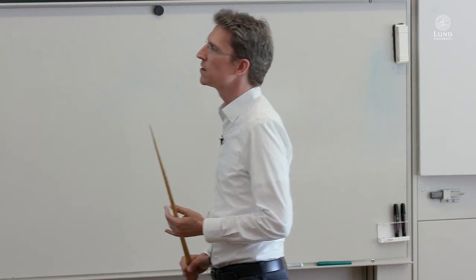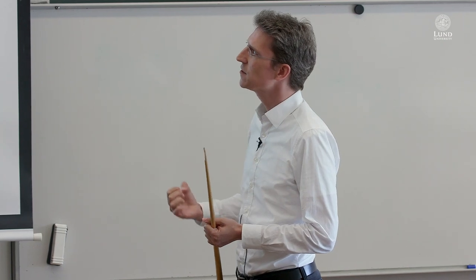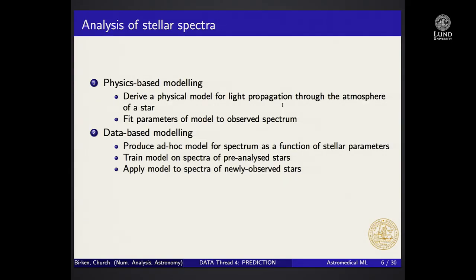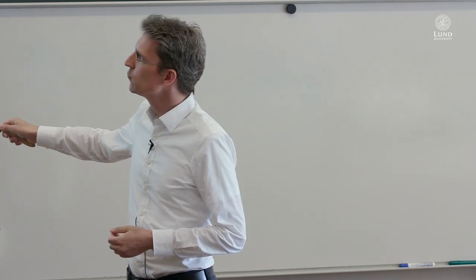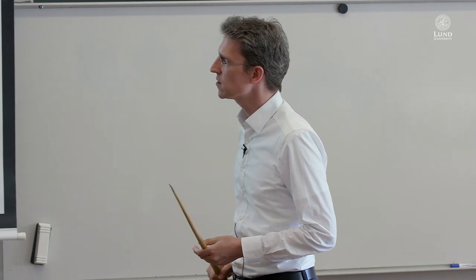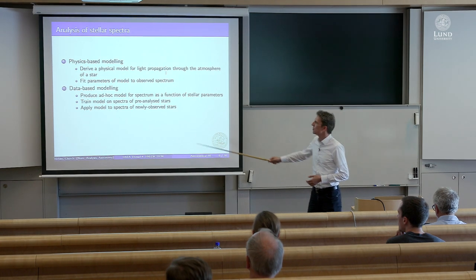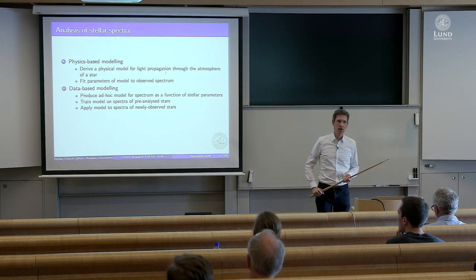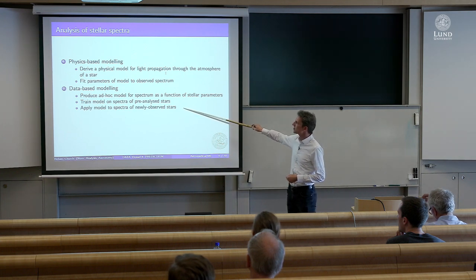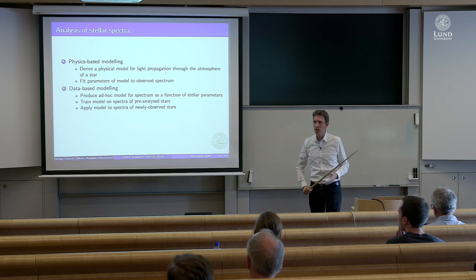How do you do this? Well, the standard, well, maybe not the standard, but the classic method is a physics-based model. There, you derive a physical model for light propagation through the atmosphere of a star. Once it exits the atmosphere, it hopefully just travels unperturbed to us, to the telescope. And then you fit the parameters of this model to the spectrum that you observe in your telescope. In data-based modeling, you would produce an ad hoc model for the spectrum as a function of stellar parameters. Then you train the model on spectra of pre-analyzed stars, and pre-analyzed is here a non-trivial concept. And then you apply the model to spectra of newly observed stars. And the whole point is that hopefully this is as accurate as the physics-based approach, but an order or two of magnitudes faster.